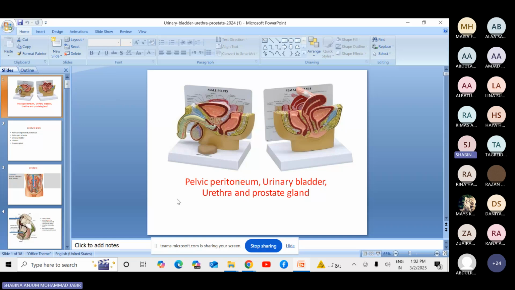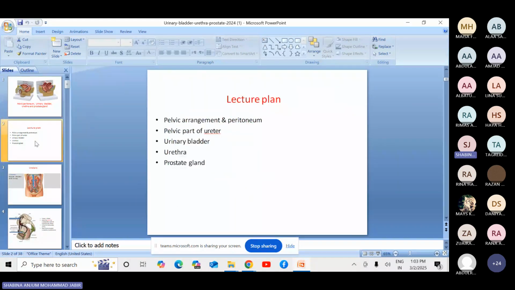Okay, Bismillahirrahmanirrahim. So here most of the things are repeat for you. You already know. So today we are going to see mainly about the urinary system.